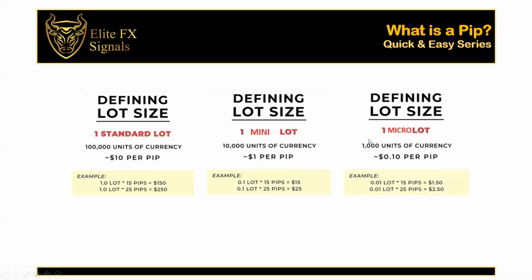Now, we can also use 1,000 units of currency, which is a micro lot, and the pip value for each one of the micro lots is 10 cents per pip. So if we traded 0.01 lot, which is a micro lot, and we made the same 15 pips, then we would gain $1.50. So it's important to know the units of the currency based on the lots that we are using and we are trading.